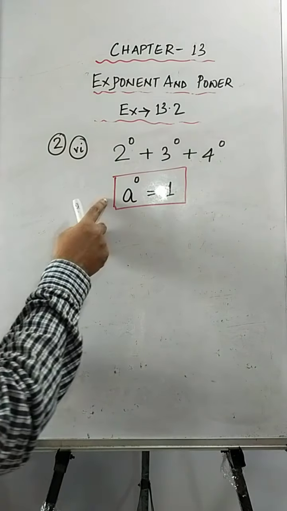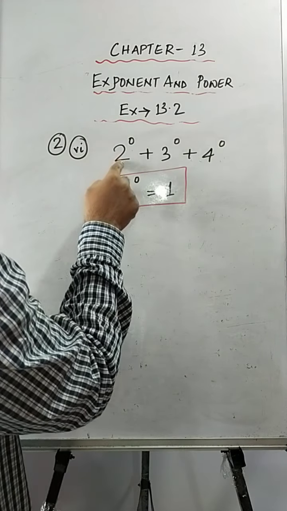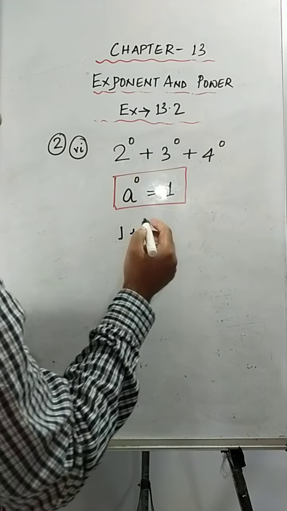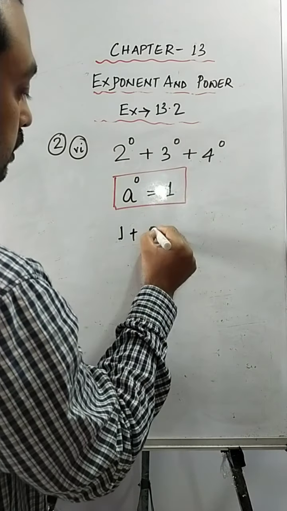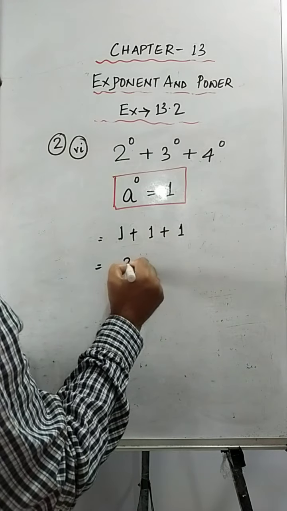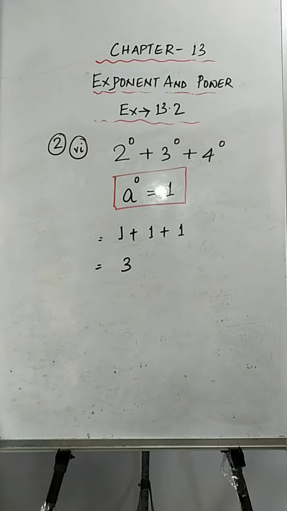So according to this law, what will be the answer of this? 2 to the power 0 is what? 1. Because anything which carries 0 as a power, the answer will be 1. 3 to the power 0 is what? 1. 4 to the power 0 is what? 1. So if we add all this, we get the sum as 3. So 3 is the required answer of sum number 6.